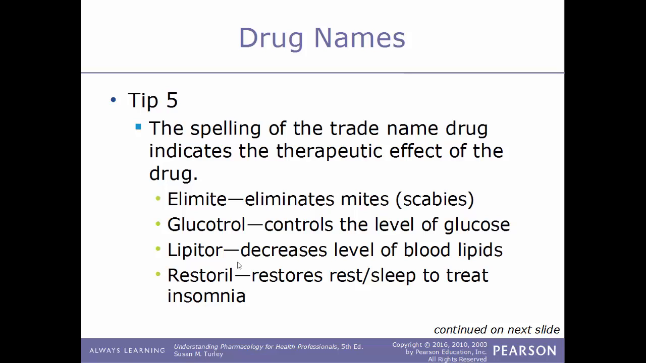Glucotrol controls levels of glucose. Lipitor decreases levels of blood lipids. Restoril restores sleep to treat insomnia. So you are restoring sleep.